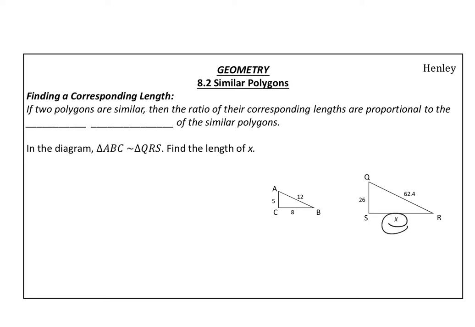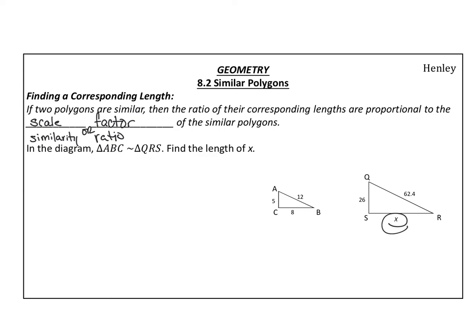Now, if two polygons are similar, then the ratio of their corresponding sides are proportional to the scale factor. So we're going to put scale factor here. We could also say that they are proportional to the similarity ratio. Both answers fit. So it's proportional to the scale factor of the similar polygons. In this diagram, we're asked to find the length of x.